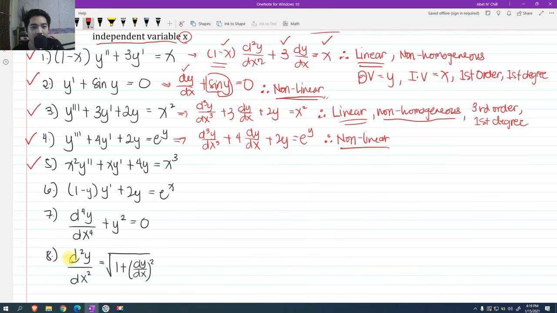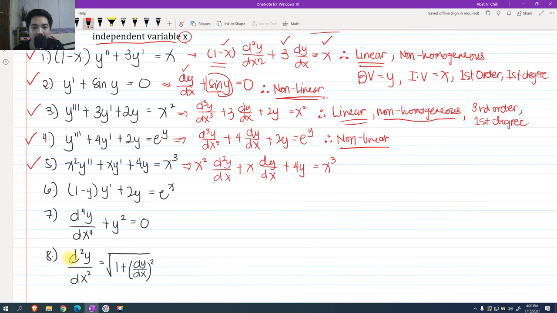So number 5, we have x squared times the second derivative of y with respect to x, plus we have x dy over dx, and then we have plus 4y equals x cubed. As you can see here, we have this term at most dependent on the independent variable x. So that is correct. And then we have again a term here dependent on the independent variable x. So still good.